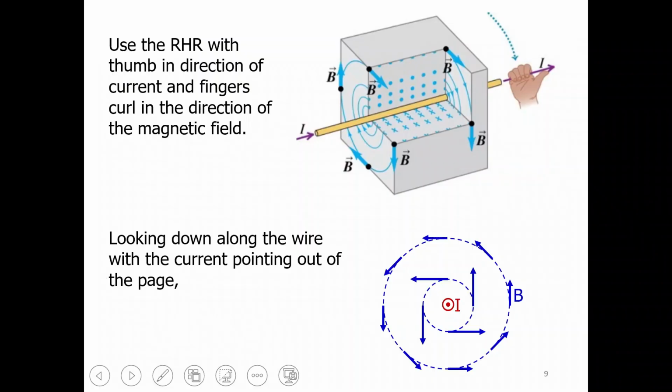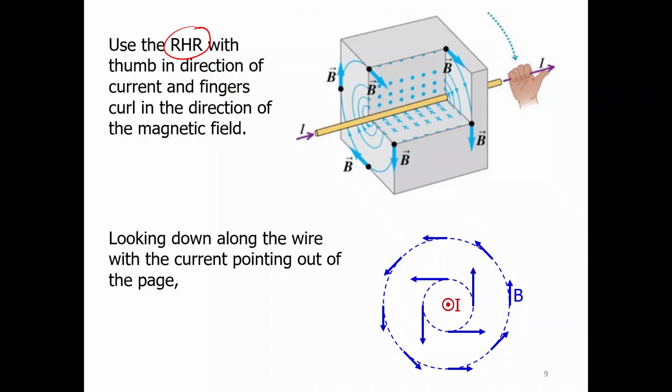Now, how do you find the direction? We use the right-hand rule. That is the curl right-hand rule, that's what I usually call it. And we do it kind of like what we did with the moving charge. I have a video that walks you through the different right-hand rules for wires. Notice that you put the thumb in the direction of current. So your thumb is going in the direction of current.